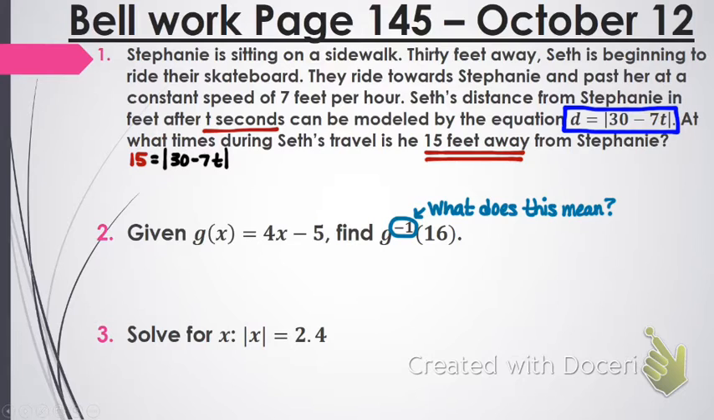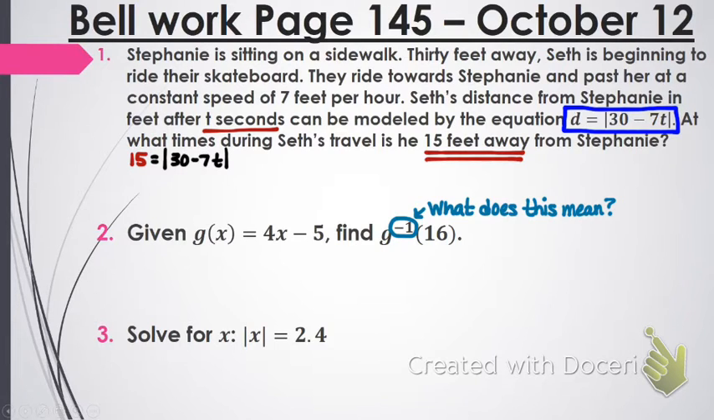And a lot of times at this point, what I'll see happen on the test is students will substitute that in. They'll get rid of those pesky bars on the outside, and they'll come up with one answer. What's the problem? It's not how you solve it, because what do those pesky little bars mean? Absolute value, which means distance from 0, yes. Seth will be that distance away at 2 different times. Once when they're on the left of Stephanie, and the other time when they're on the right of Stephanie.